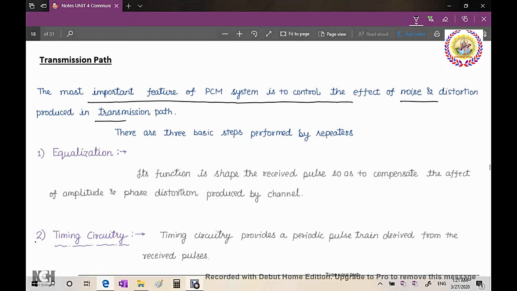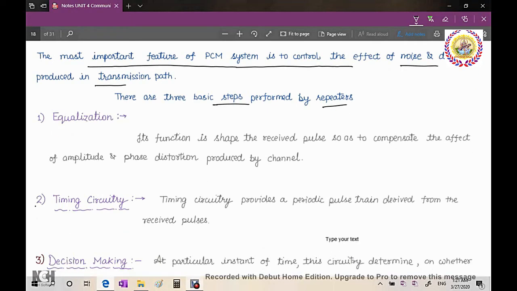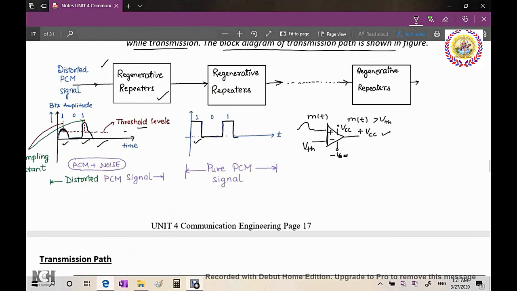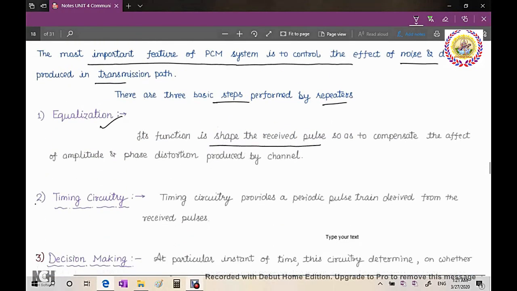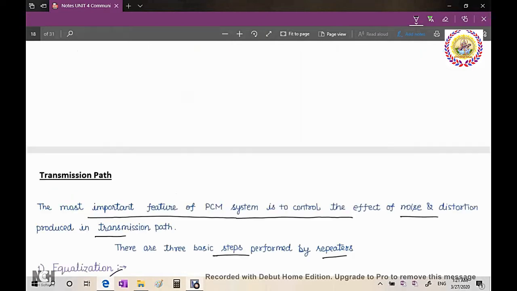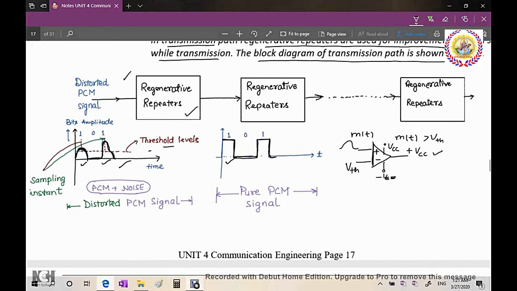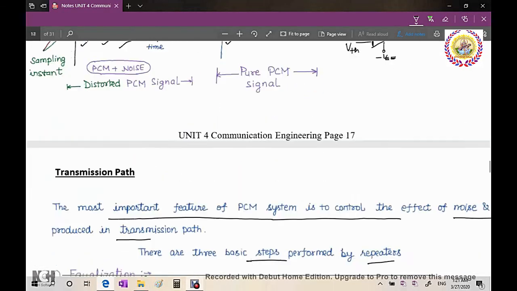There are basically 3 steps performed by the repeaters. One is equalization. Its function is to shape the received pulse, which I have already discussed earlier. This is pulse shaping. The regenerative repeater just restores the pulse shape and equalizes the received pulse so as to compensate the effect of amplitude and phase distortion. Noise generally affects the amplitude and phase. Phase is related to shifting of the pulse in time domain.